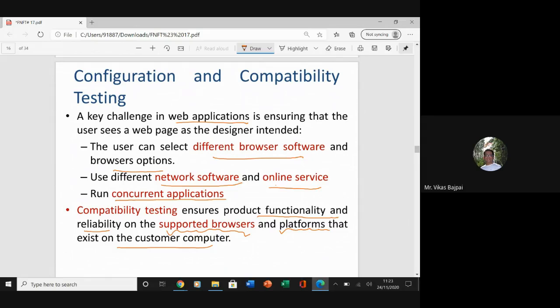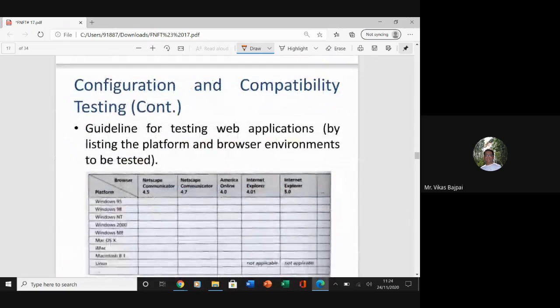So it's like I have a particular website, so the user friendliness on Chrome is almost similar to what we have on Mozilla Firefox, right? And it is almost similar to what we see on Safari or Microsoft Edge. So these things should always be the same. That kind of compatibility testing we do in case of your web-based applications.